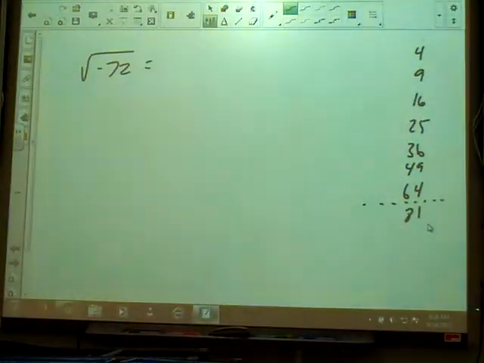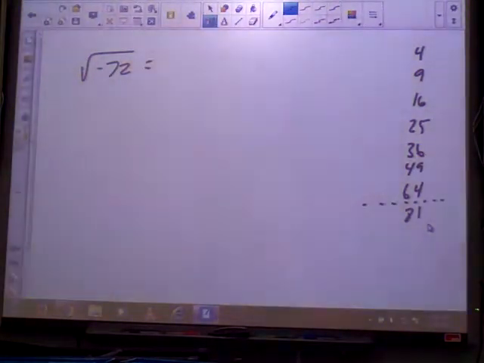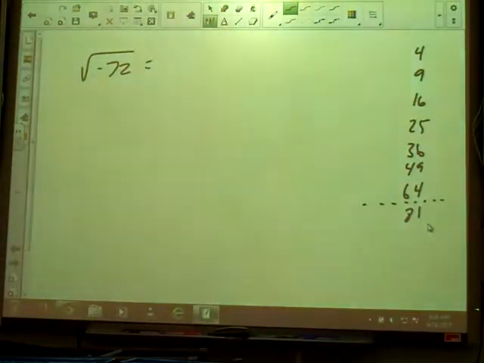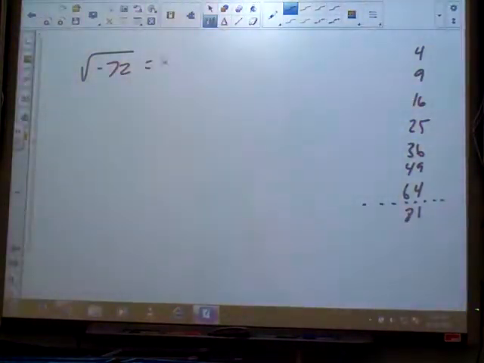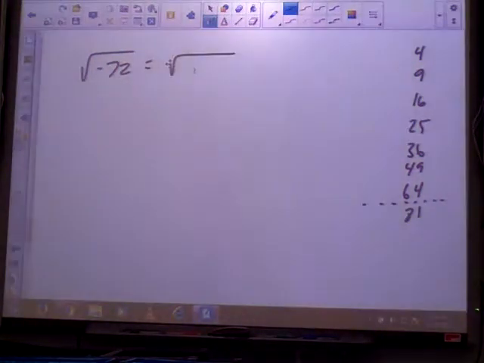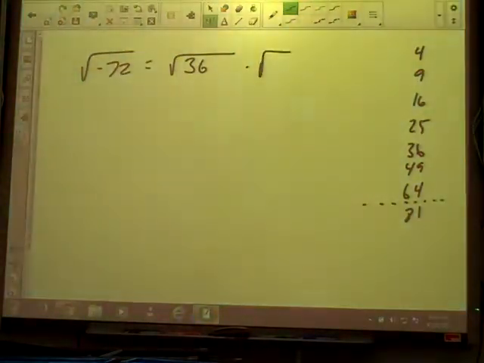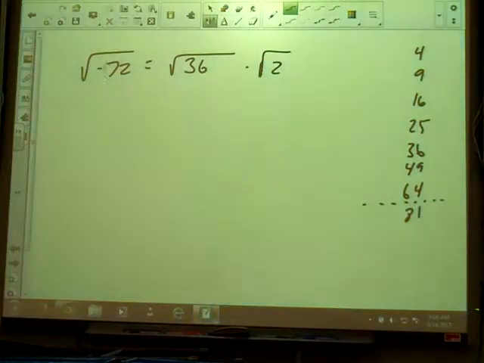9 will, but there's a bigger one. We always want to take the biggest one. 36. You could use the 9 that Landon said, but there would still be more work later. You save yourself some work when you find the biggest one. So this is going to be the same as the square root of 36 times the square root of 2, because 36 times 2 makes 72.